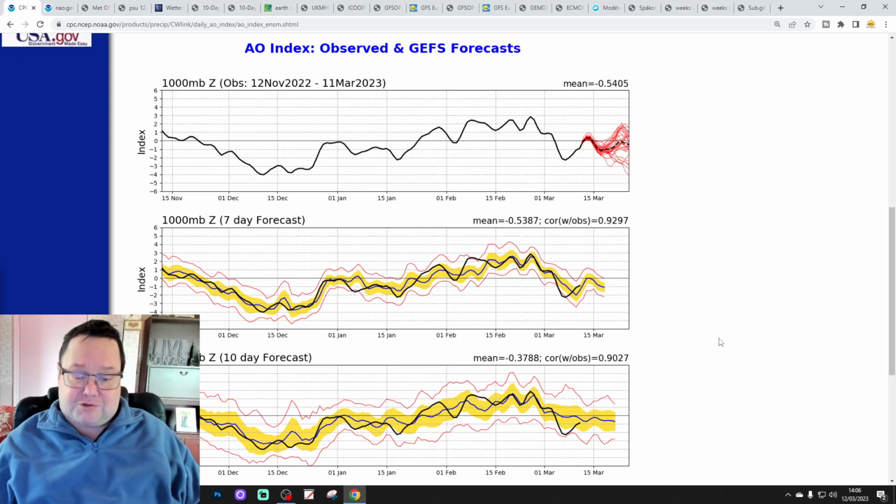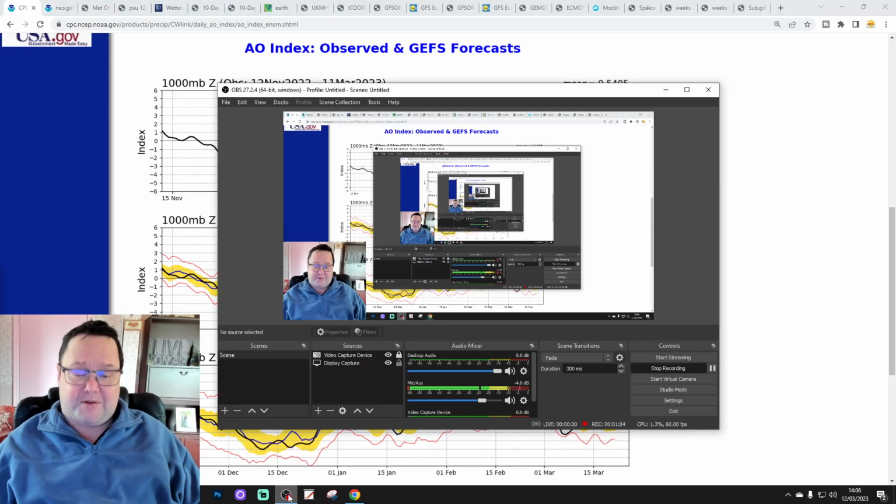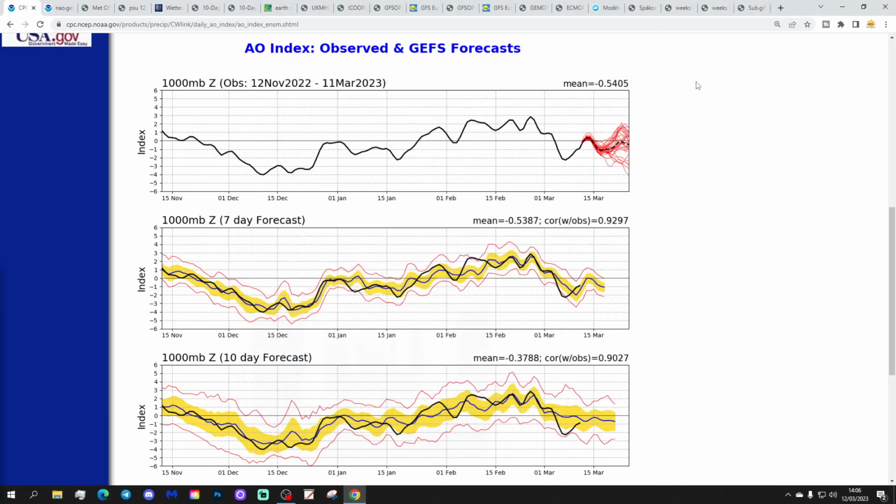Right, so let's crack on then with your 10-14 day. Having a lovely Sunday. Oh, wow, it's milder today, isn't it? Much milder. Not for long, though. Anyway, more about that in a moment.